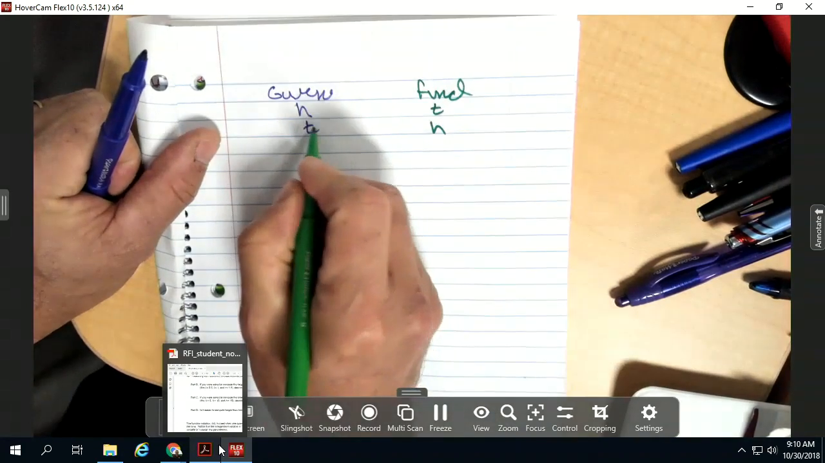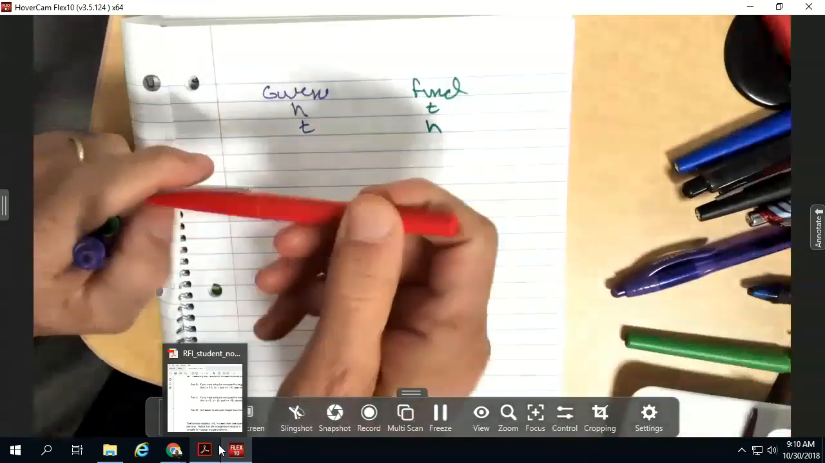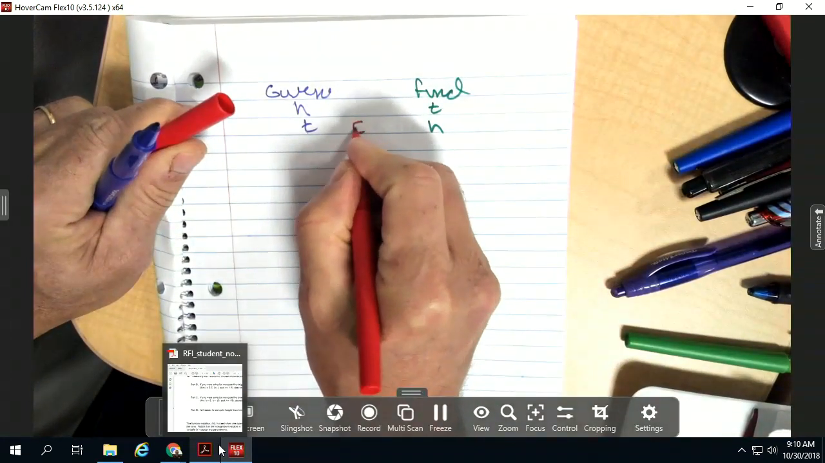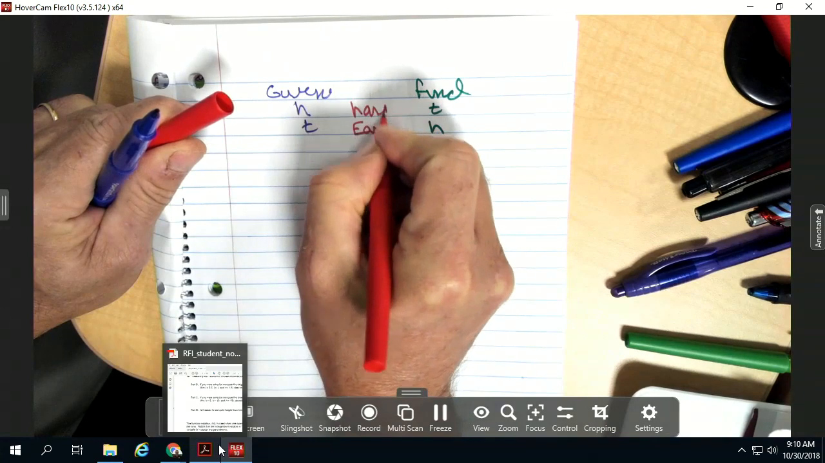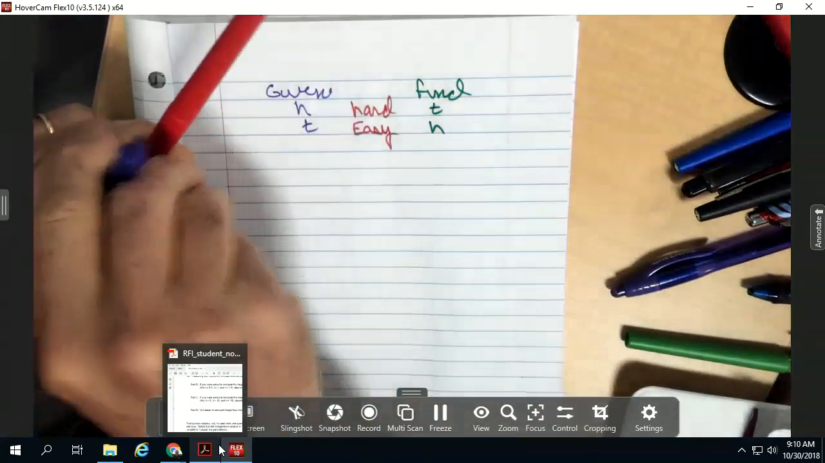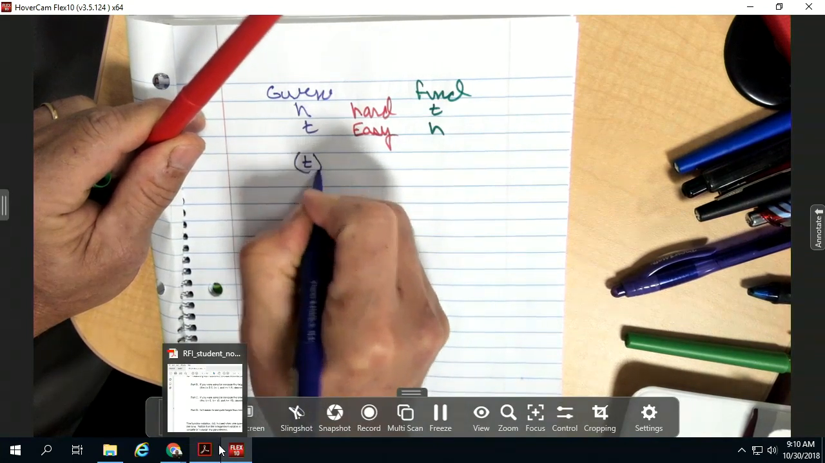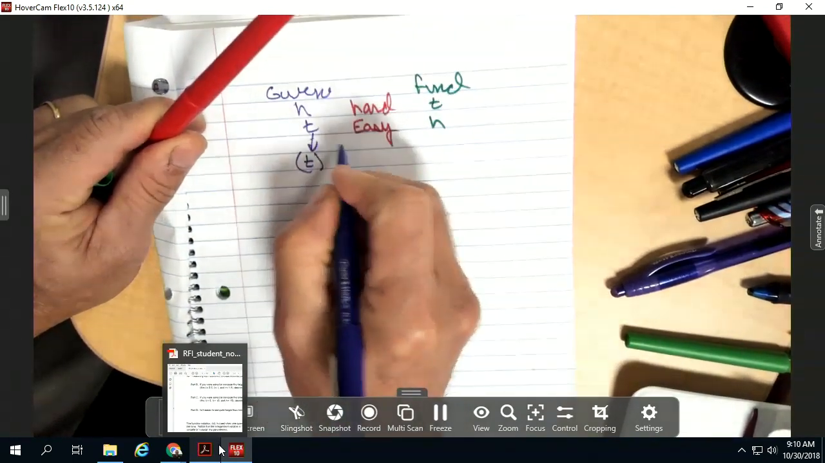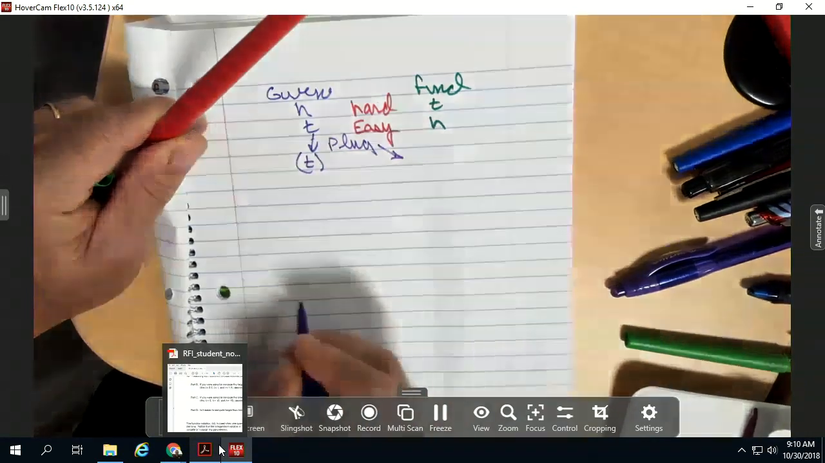So this is the one that's easy. This is the one that's hard. Okay? Because if you're given a time, you just plug in on the other side.